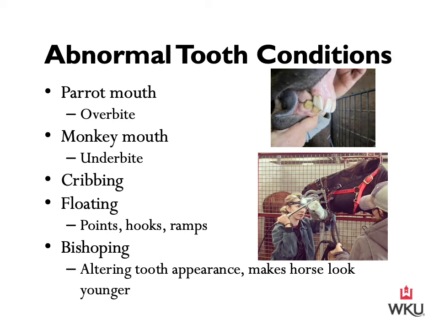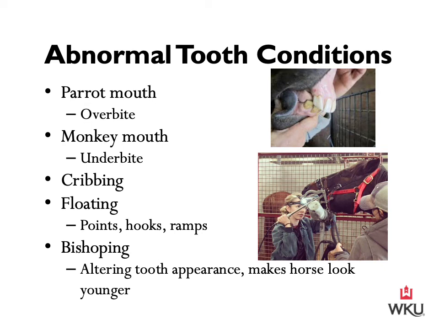This is going to be the result of the upper and lower incisors not meeting because the lower jaw is going to be too short, so it's going to be an overbite. It is also going to affect the molars. Then sharp points and hooks may form during wear. This condition is rather common and may seriously interfere with the horse's ability to graze. So parrot mouth, this overbite, is going to be common in horses and may interfere with their ability to graze.